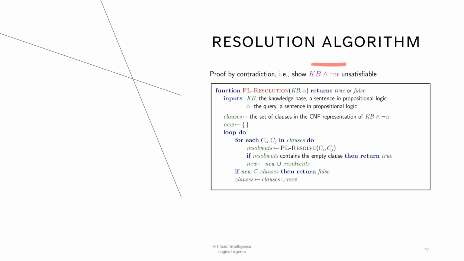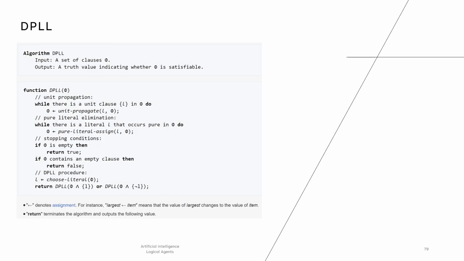And then the last thing is DPLL. This is a smart model checking algorithm, and we can run through that with an example if you guys like, or we could run through an example with resolution as well, or both. But other than that, that is it.